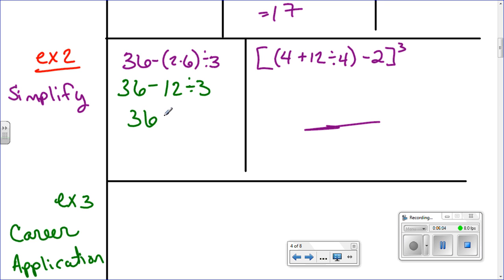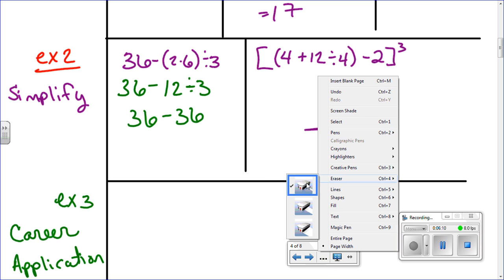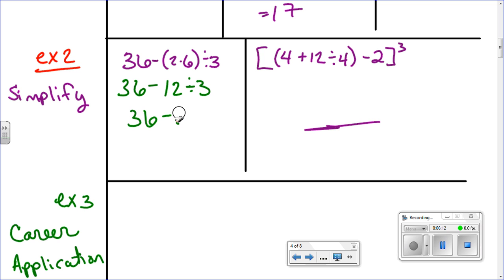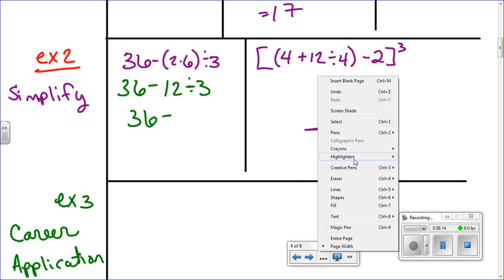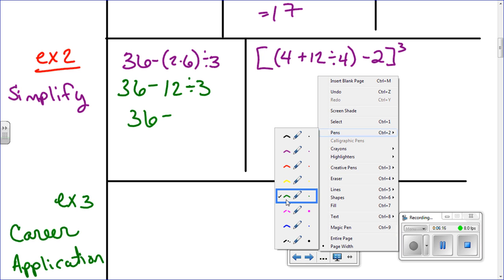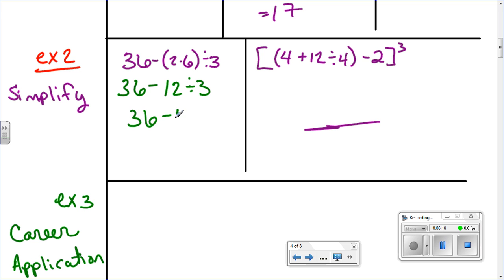So I have 36 minus 12 divided, not multiplied. So 12 divided by 3 is 4. 36 minus 4 is 32.